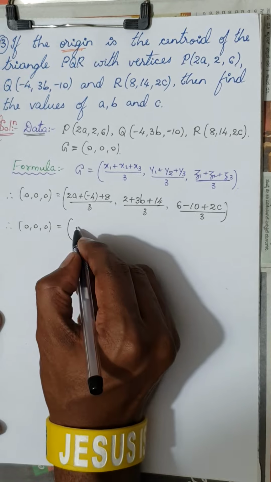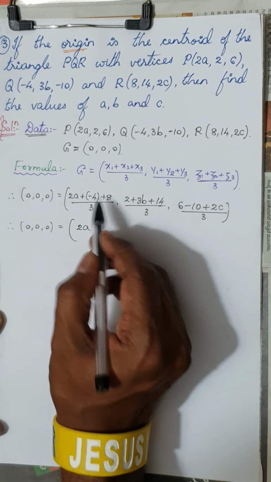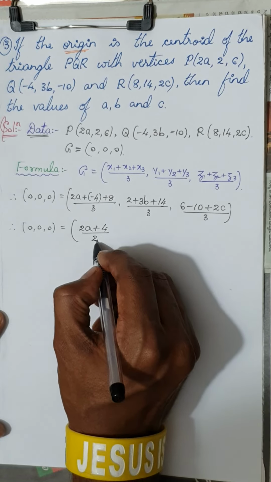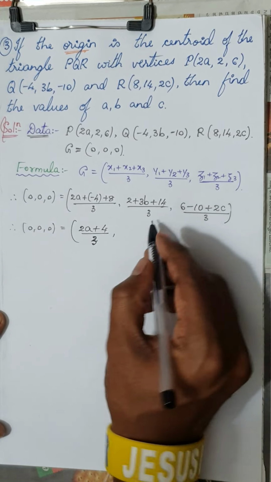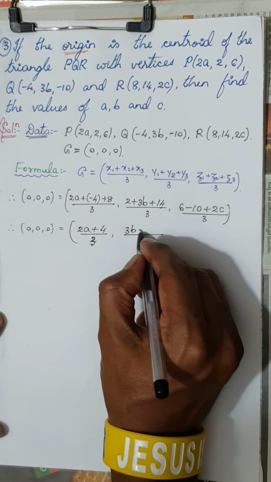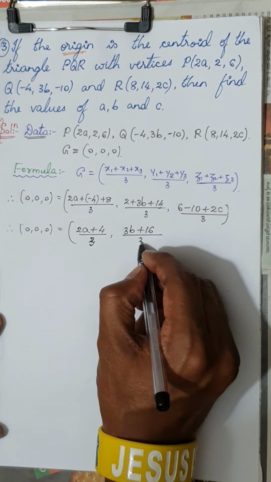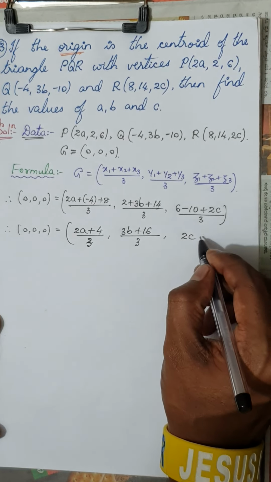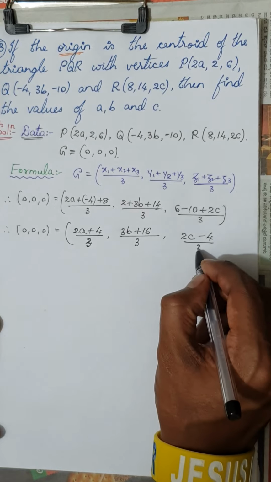Now 2a is a variable, keep it as it is. 8 minus 4 becomes plus 4. So 2a plus 4 divided by 3, comma. Now 3b is a variable, keep it as it is. 14 plus 2, so that is plus 16 divided by 3. And finally the z coordinate is 2c, 6 minus 10 is minus 4, divided by 3.